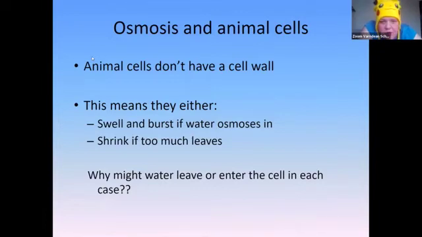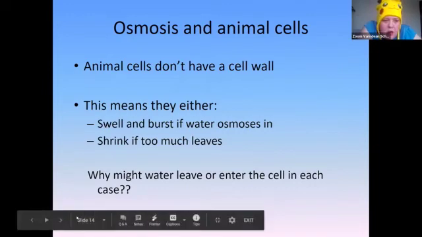Right, animal cells. Animal cells don't have that cell wall, so that means that two things will happen to them. If they get too much water, they will swell and burst, or if they don't get enough, they will shrink. And I'm going to ignore my little question at the bottom. If you want to answer that in your classroom, you'll be able to.